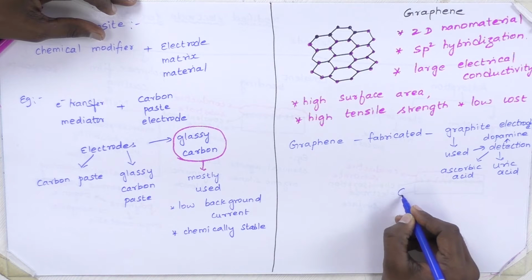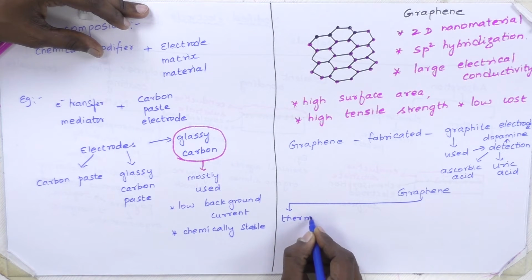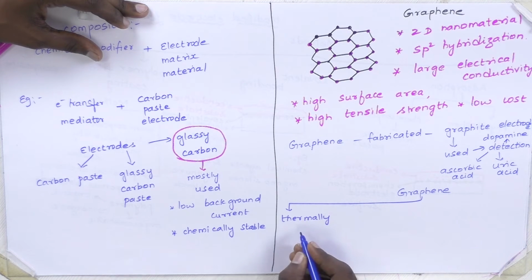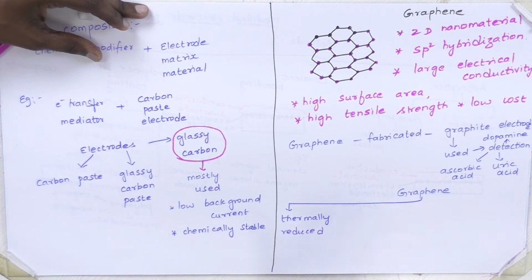Why is graphene preferred to fabricate? Because graphene possesses added advantages like high electrical conductivity, large surface area, good tensile strength, low cost and biocompatibility. Graphene can be reduced thermally. Graphenes are thermally reduced, that is, it can be reduced in a number of ways.